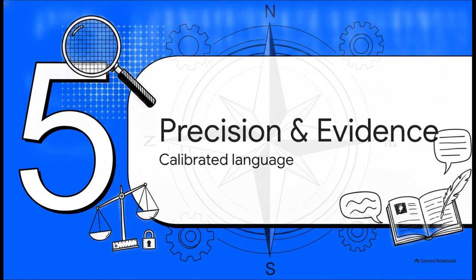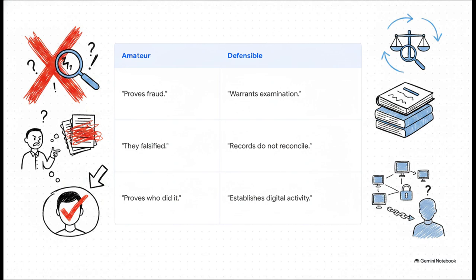Section 5, Precision and Preserved Evidence, the discipline of calibrated language. A credible investigator uses calibrated language, not to weaken a finding, but to make it legally defensible and much harder to dismiss. You want to implement these 3 terminology shifts right away. First, never write, "This proves fraud." That's amateur. Instead, use the defensible version, "This recurring discrepancy warrants independent examination."